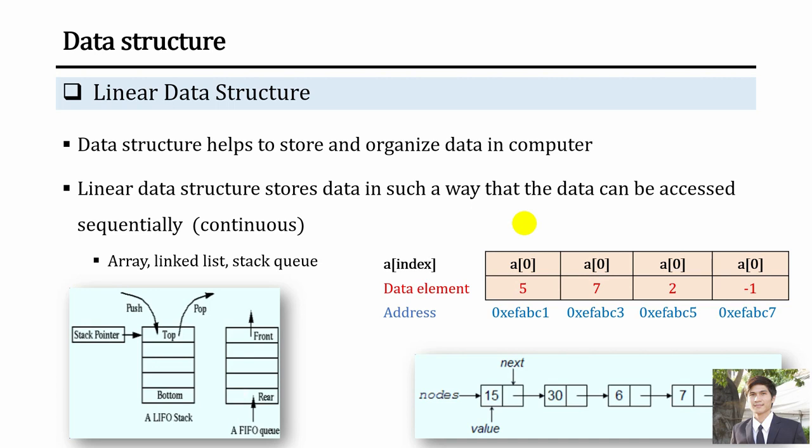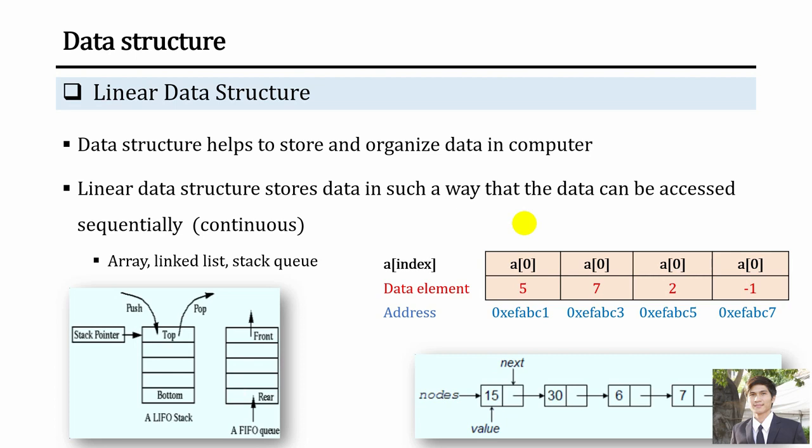So first things first, we will talk about the linear data structure. It helps to store and organize our data in the computer in a linear way. We have learned before the array data structure, linked list, stack and queue, and hash table. Those are called linear data structures, because they store our data in a sequential way. We can access it sequentially, and the way it is stored, the elements connect to each other from one to another.